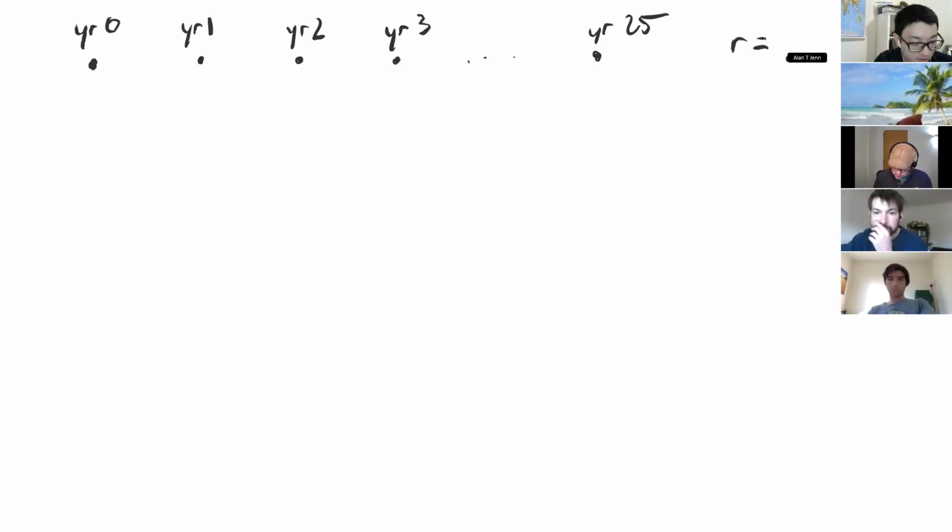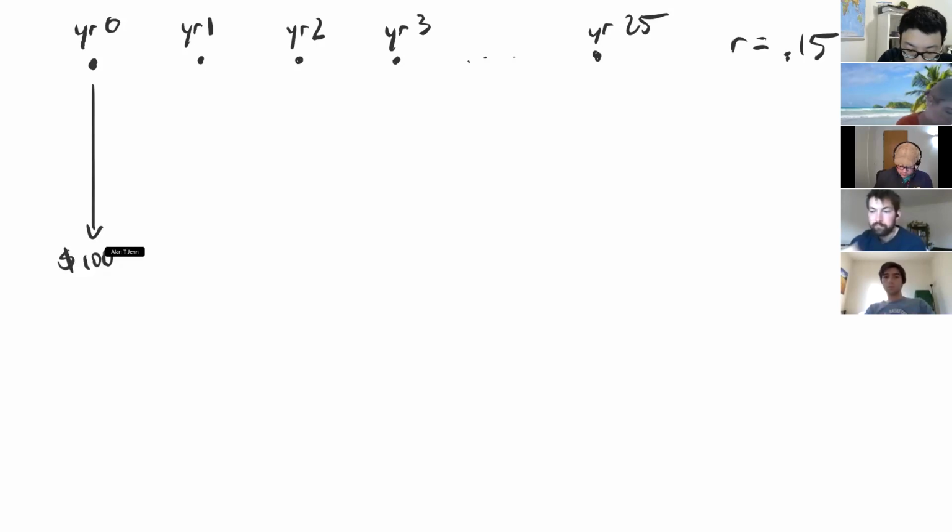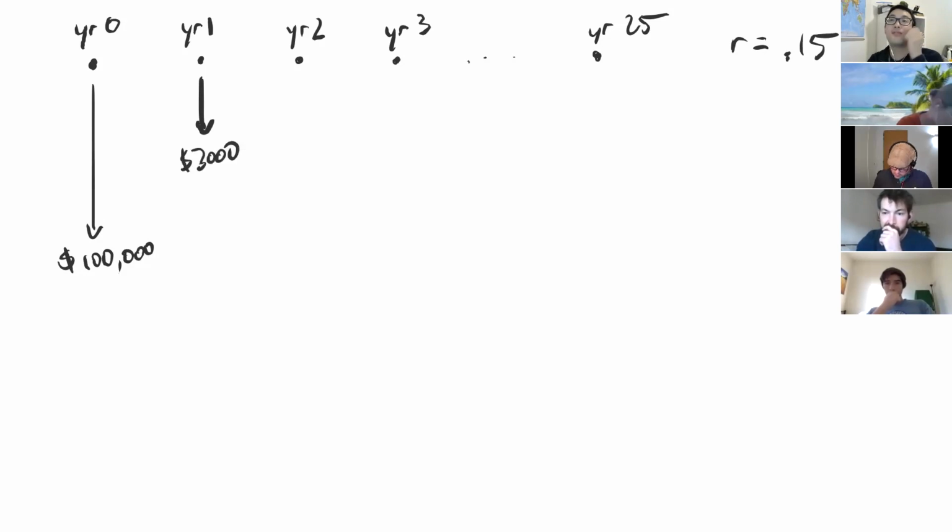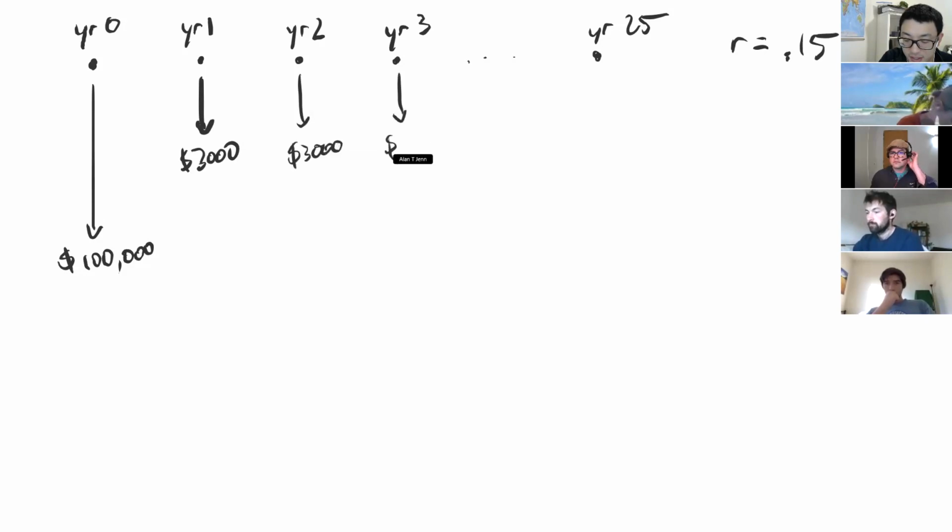We have a discount rate of 0.15. In year zero, we have a really big negative: $100,000 to essentially construct this thing overnight. Then every subsequent year, we have a $3,000 cost for maintenance. We don't have any fuel costs, so it's fairly straightforward. These are all $3,000, and so on and so forth, all the way out to year 25.